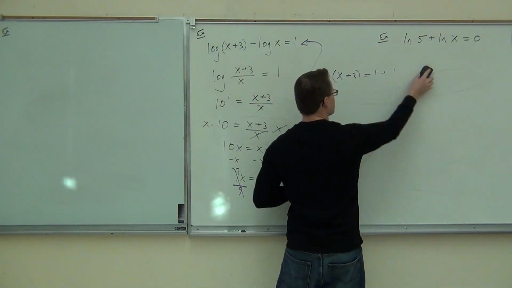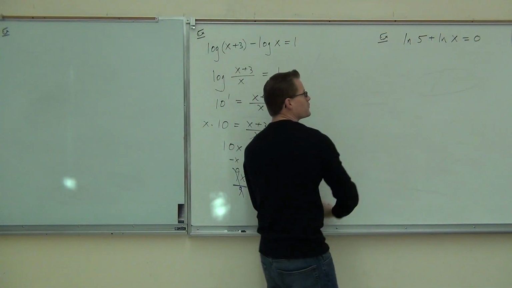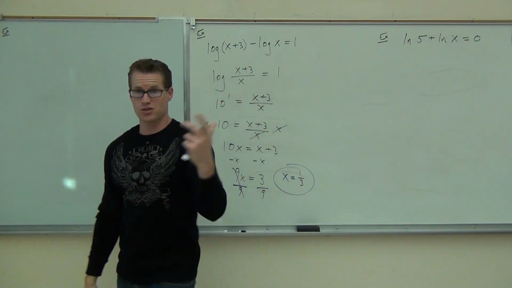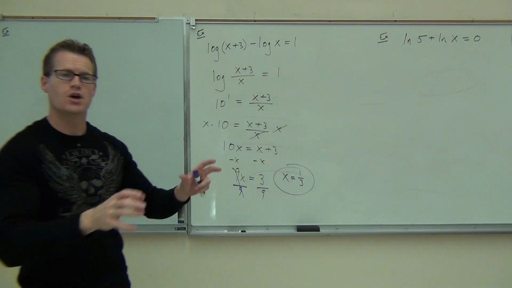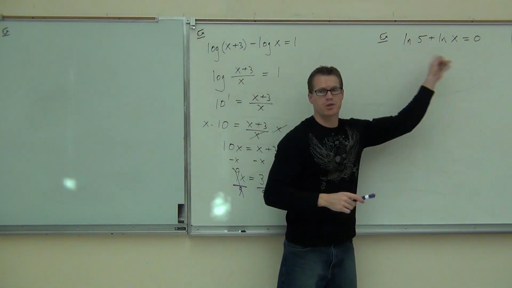So let's go ahead and stick with the same properties. What are you going to do first if you have a log plus a log? Those are still logs. The properties still work for those. What are you going to try to do first with that? What do you think?